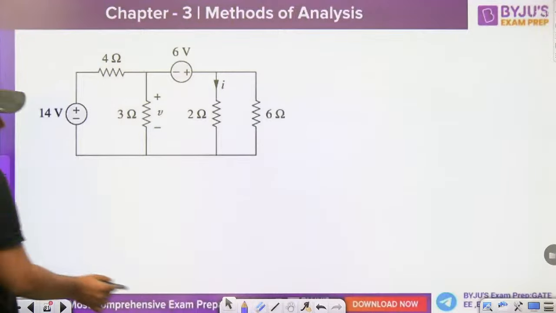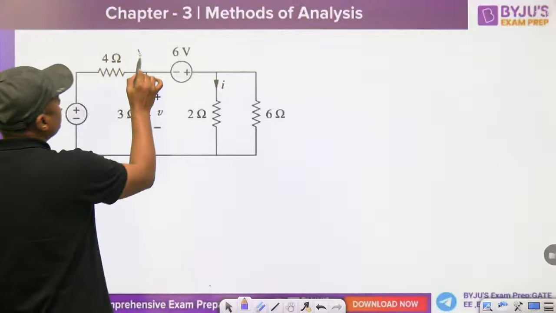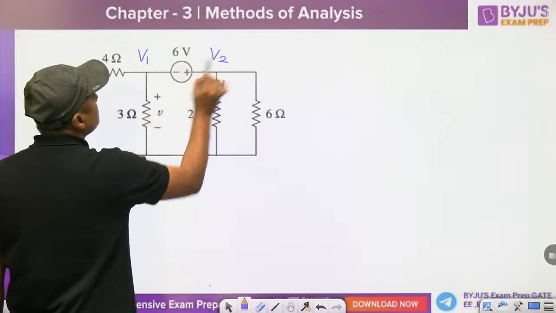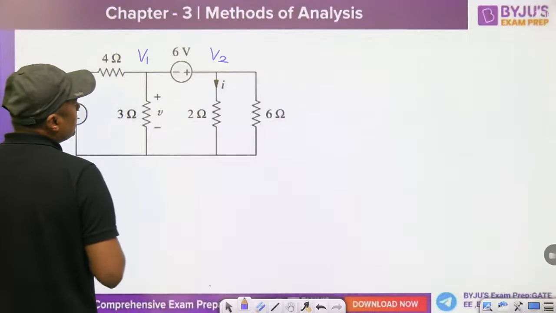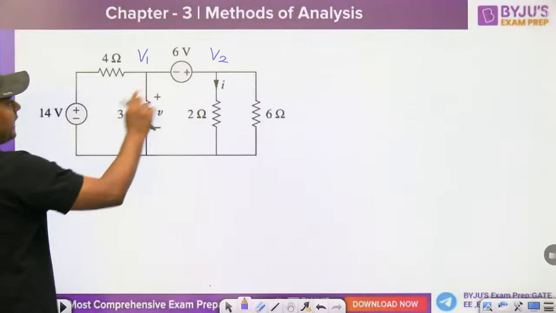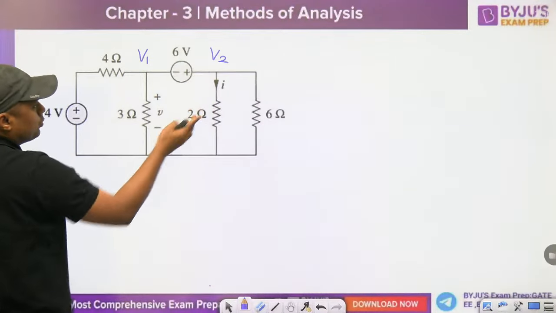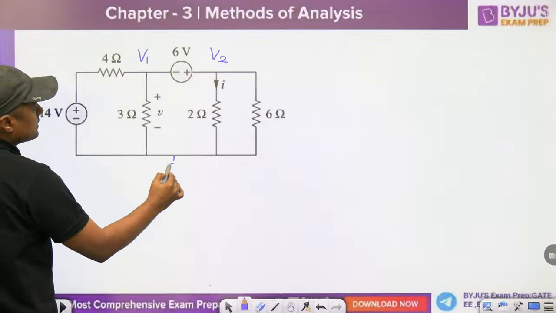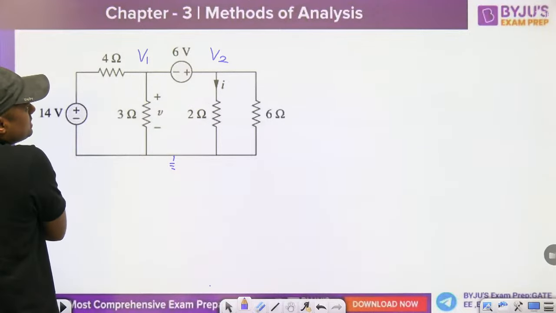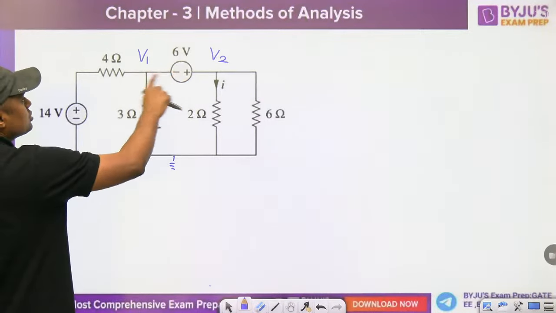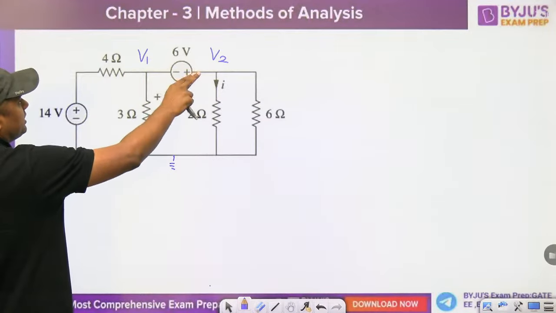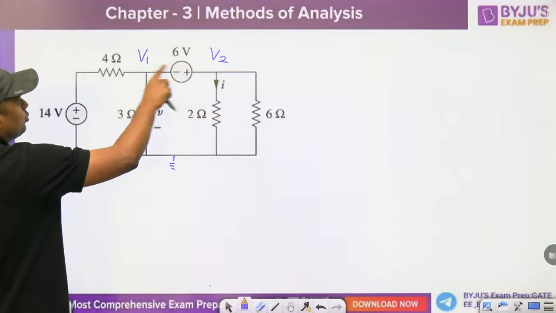Now, you can choose this as V1 and this as V2. These two are nodes. V1 is nothing but V, and what is the current I? V2 by 2, and that is the reference. Now, supernode means, because we have one voltage source between these two nodes, we can't apply KCL here.